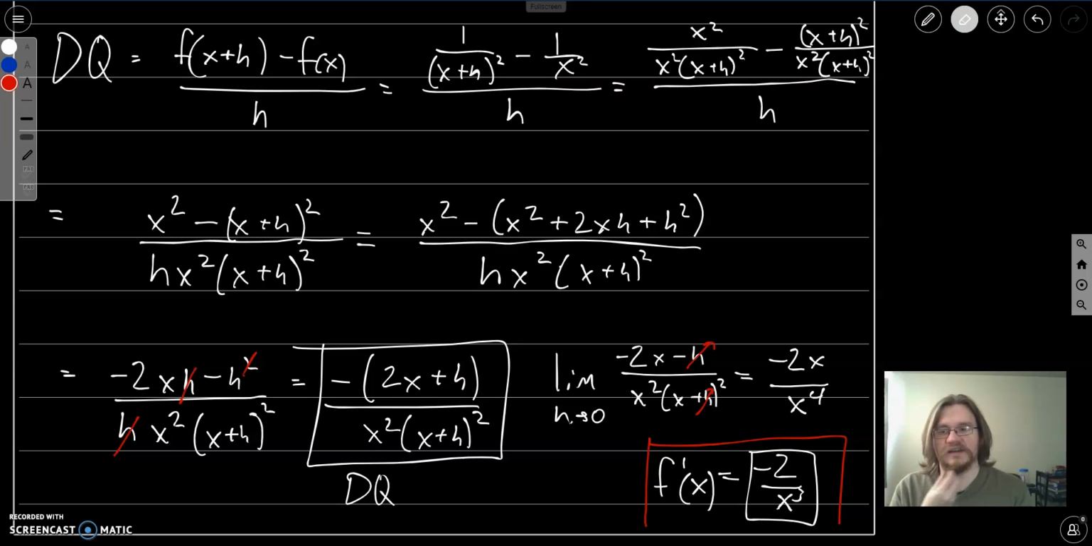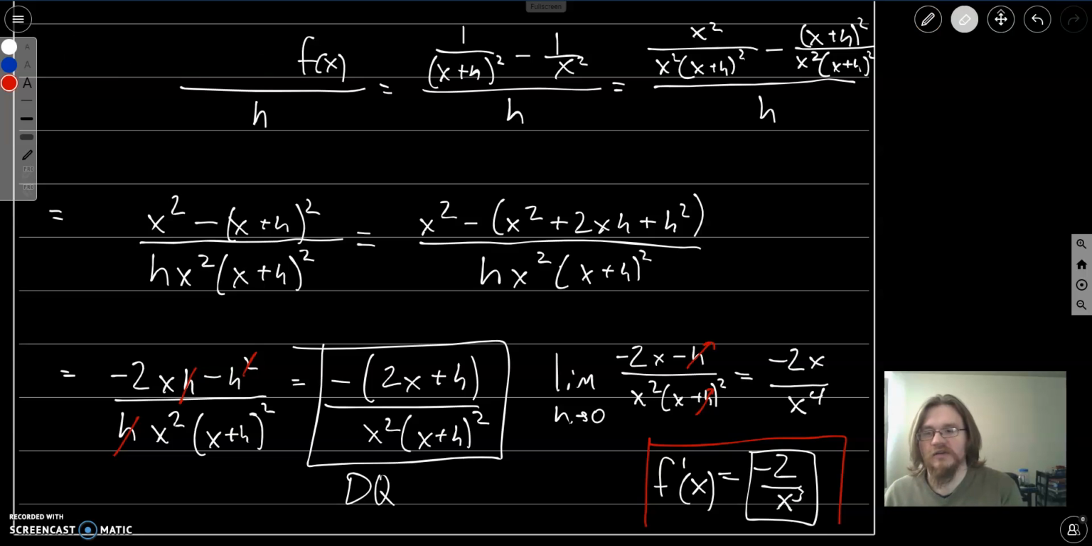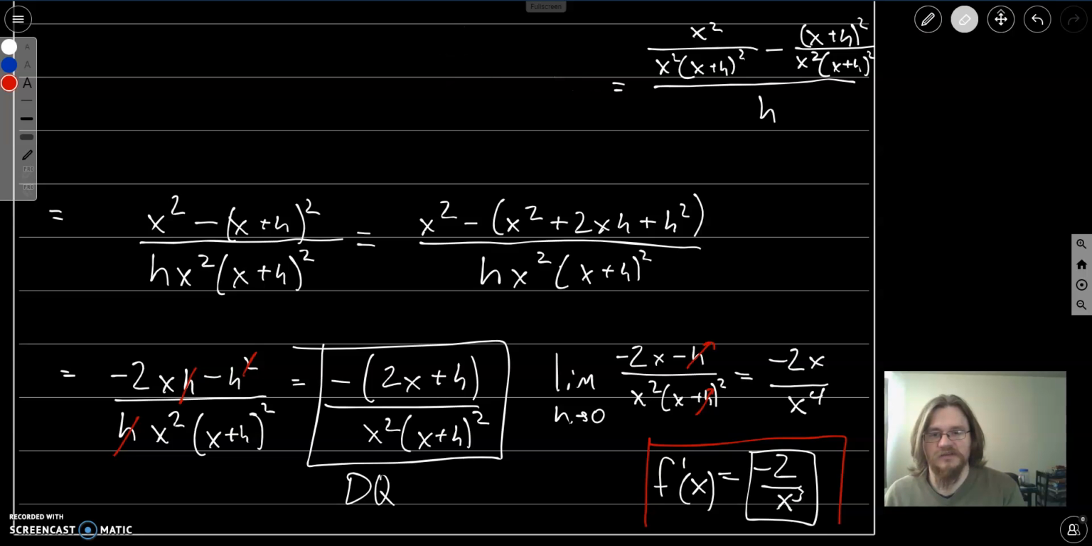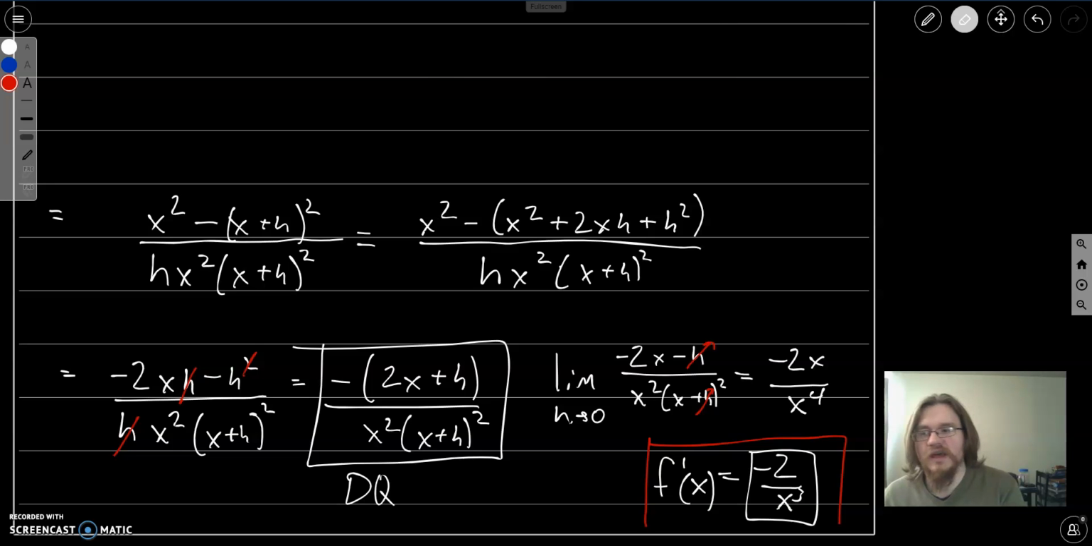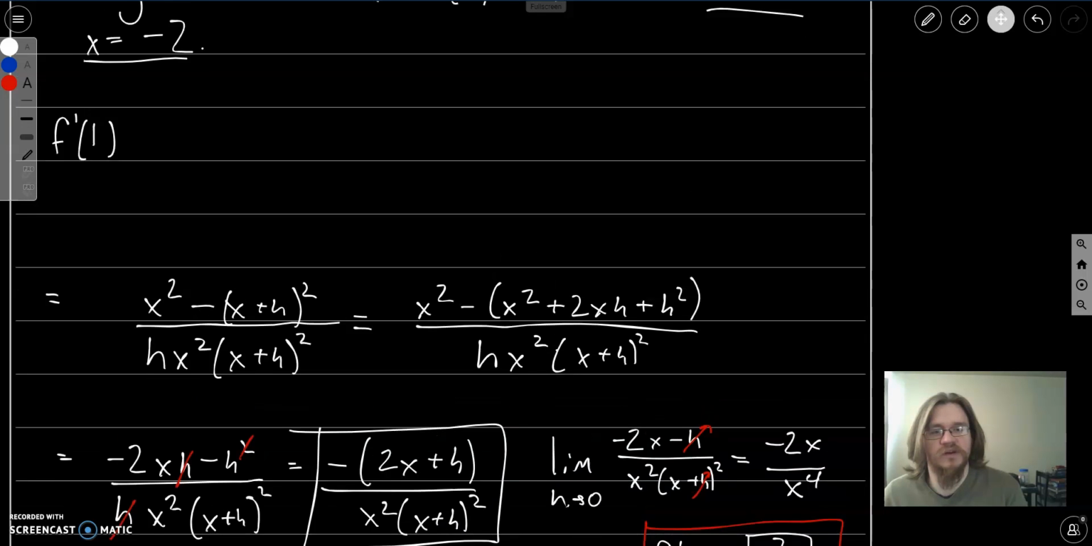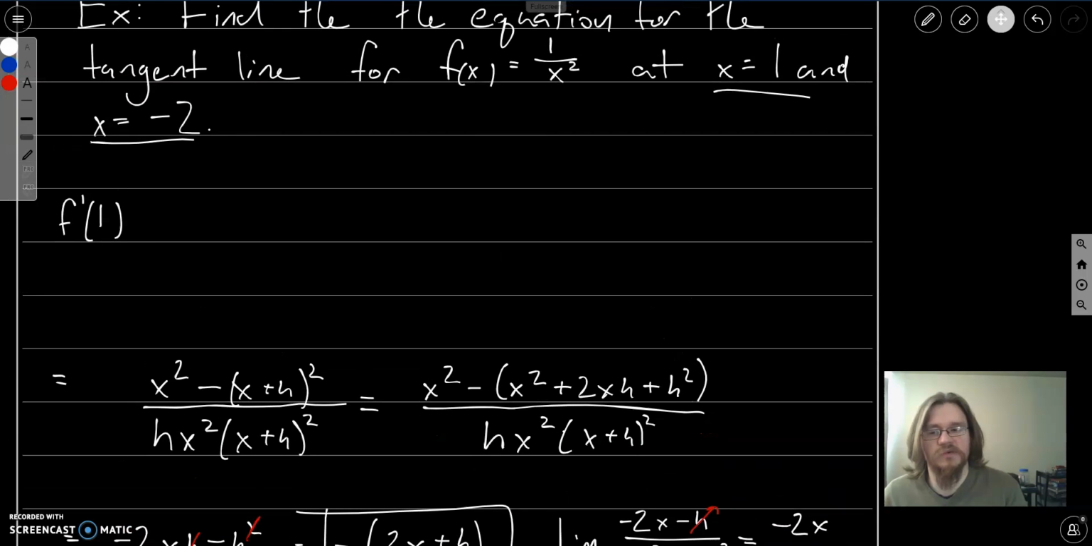So I need a little bit of space, so I'm going to start back up here from the top again. I apologize for having to erase my previous work. Now I want to find the equation of a line, and I know the slope of the line, or I can find the slope of the line. So let's do this at 1 first. At x is equal to 1, this is one of the points that we want to find.